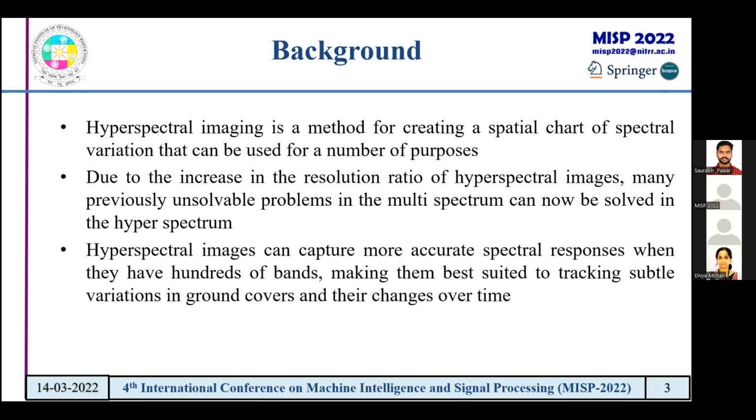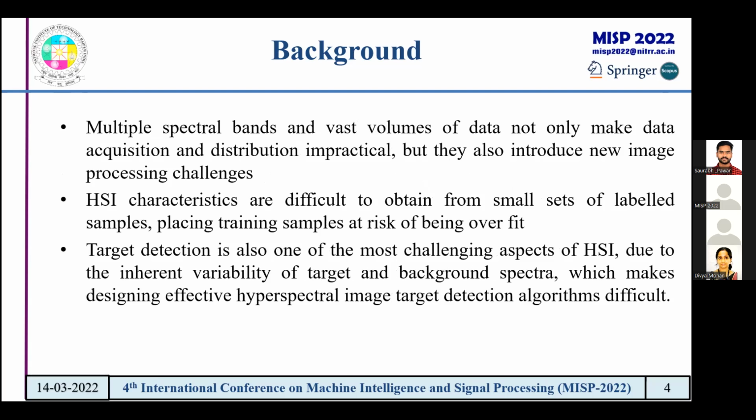Hyperspectral images have hundreds of bands, making them best suited to track subtle variations in ground covers and their changes over time. Multiple spectral bands and vast volumes of data not only make data acquisition and distribution impractical, the major problem is that it introduces image processing challenges. Hyperspectral imaging characteristics are difficult to obtain from small sets of labeled samples, placing training samples at risk of overfitting. Target detection is also one of the most challenging aspects of hyperspectral imaging due to the variability of target and background spectra, which makes designing effective hyperspectral image target detection algorithms very difficult.